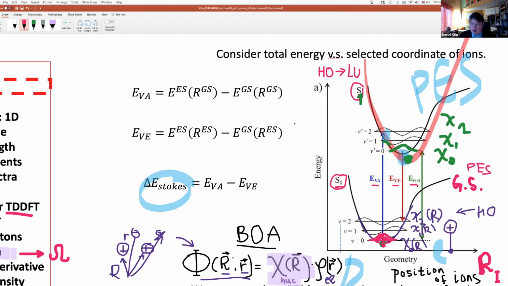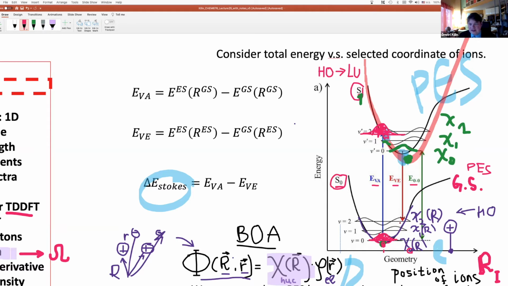When a system is being excited by light, it happens so quickly that nuclei do not move. So the nuclear wave function of the ground state is immediately promoted from the ground state potential energy surface to the excited state potential energy surface without change of shape. And it happens at the same position where we have the equilibrium geometry of the ground state, right?